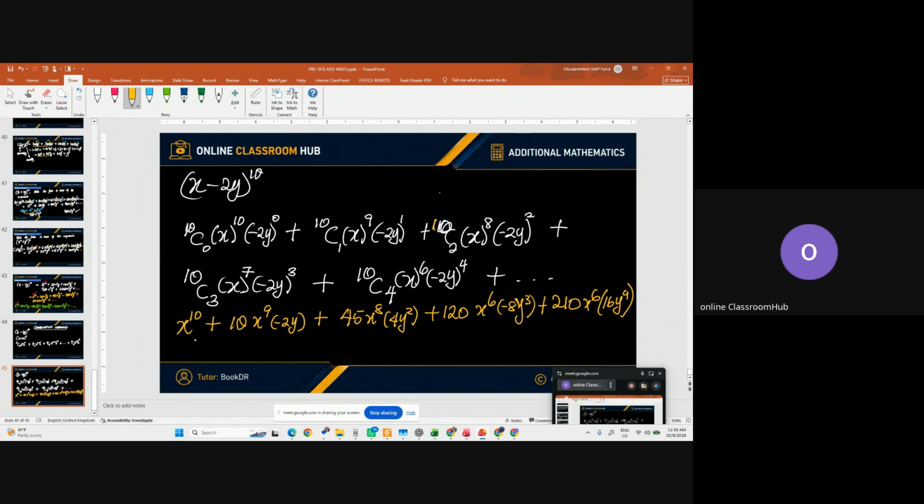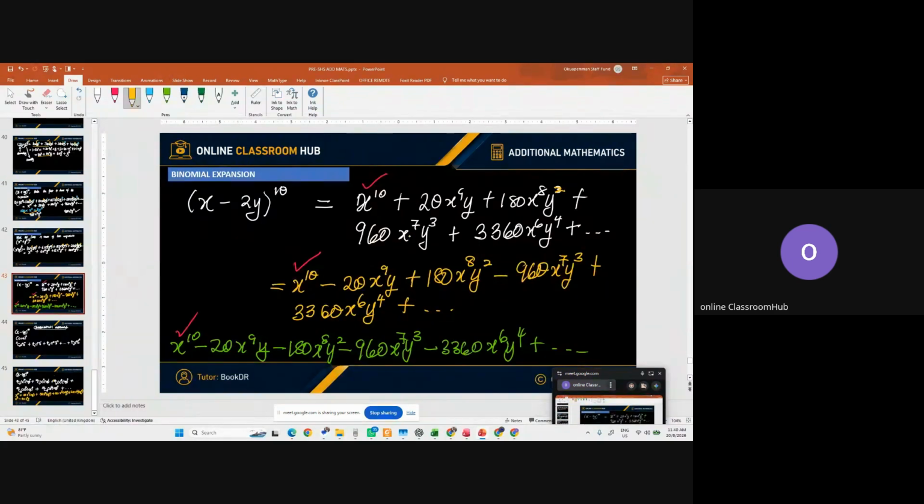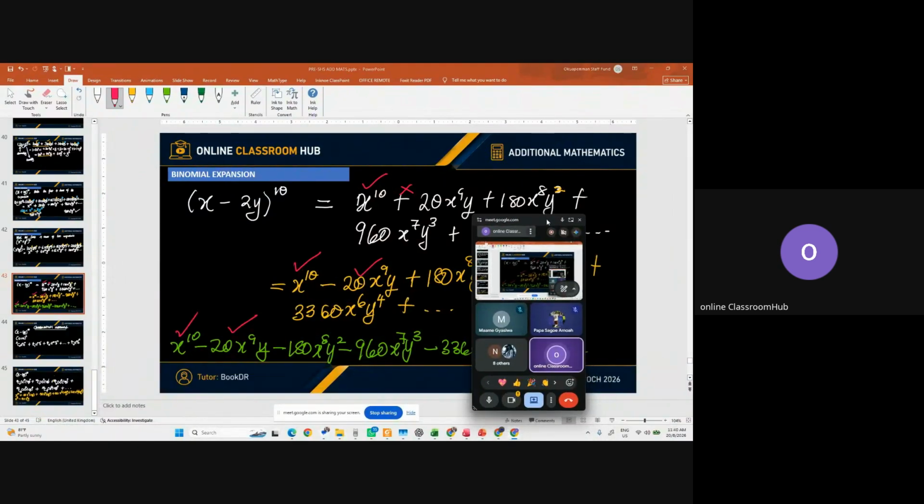Now let's finalize. So here will be x to the power 10 minus 20 x to the power 9 y. So the second term should be minus 20. So it means the first answer here is wrong because of the minus sign. I will take this one. I also pick this one. Good. I can feel there's a hand up. Oh, let me see.